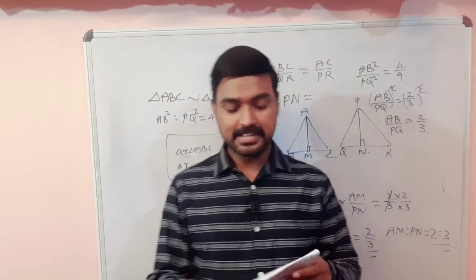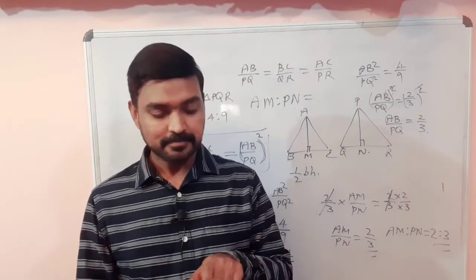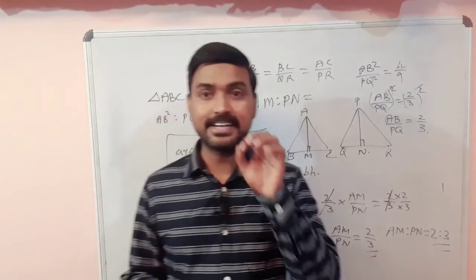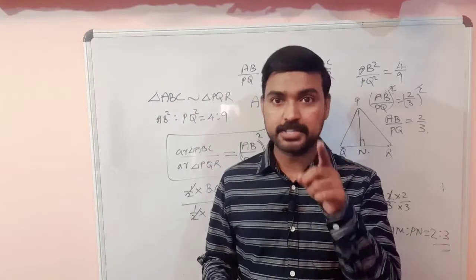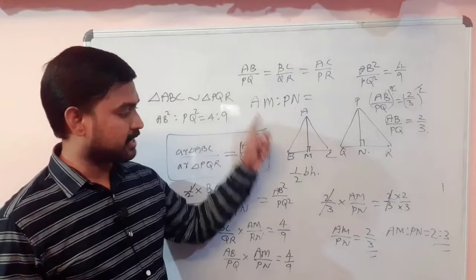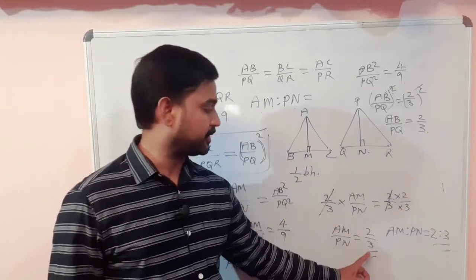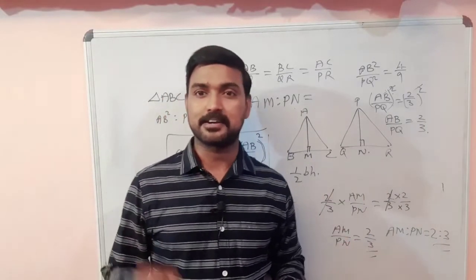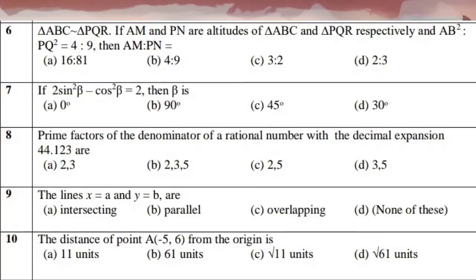Yes, we can select the option. Yes, 2 is to 3. Option D is the right answer. Don't select option C. Answer is AM is to PN. So AM stands for this part 2 and PN for 3. So 2 is to 3 is the answer. We can go to the next question.